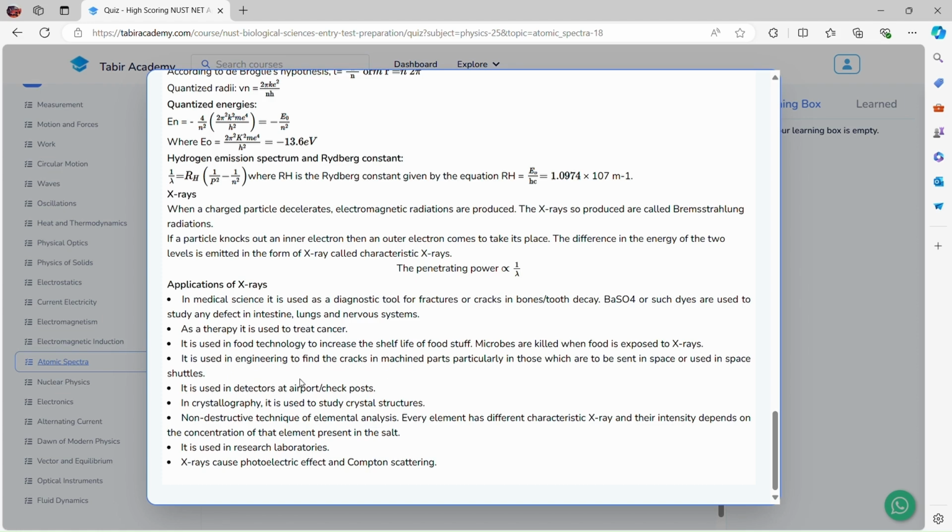In crystallography, it is used to study crystal structures. Non-destructive technique of elemental analysis. Every element has different characteristic X-ray, and the intensity depends on the concentration of that element present in the salt. It is used in research laboratories, and X-rays cause photoelectric effect and Compton.